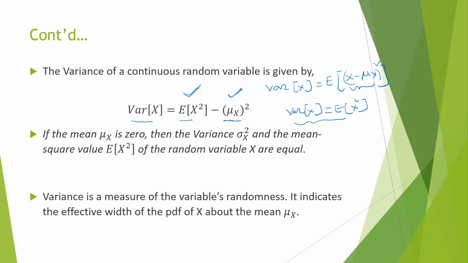And then how do we understand variance? Variance is a measure of the variable's randomness from its mean value. Now suppose I draw a PDF something like this, a bell curve, and this indicates the mean value. How do we understand the variance? It is the effective width from its mean value, or a measure of its randomness.